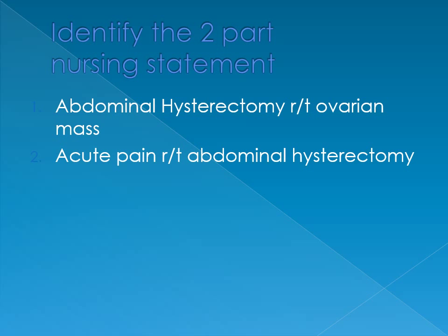Acute pain related to abdominal hysterectomy. Okay, well, acute pain. Is that one of our nursing diagnoses in the back? Yes, it is. It's one that we use a lot, especially in peri-op. Related to abdominal hysterectomy. Now, is that an etiology? No, that's a procedure or a medical diagnosis, and so this would not be a correct nursing statement. Let's look at the third one.